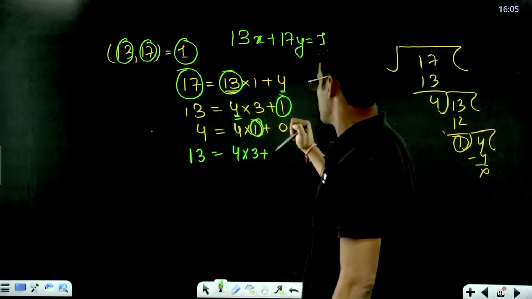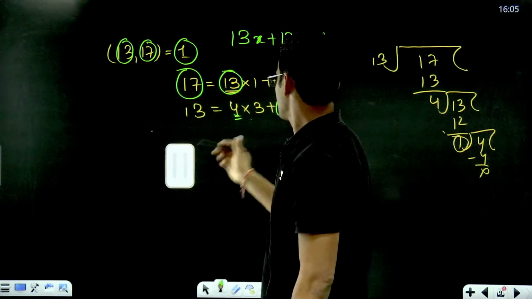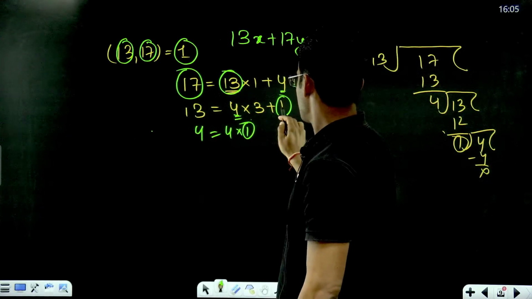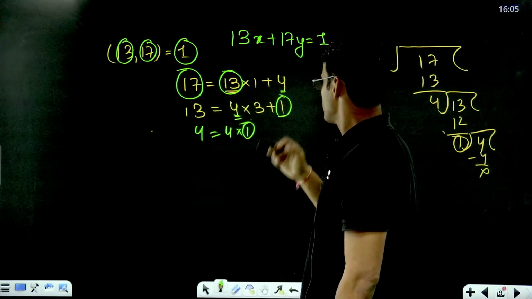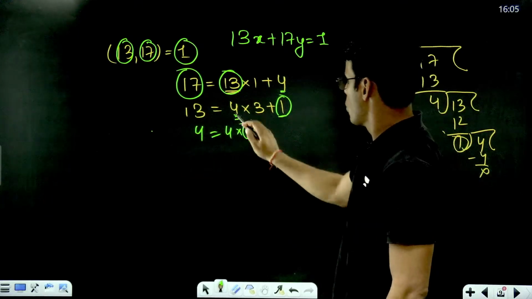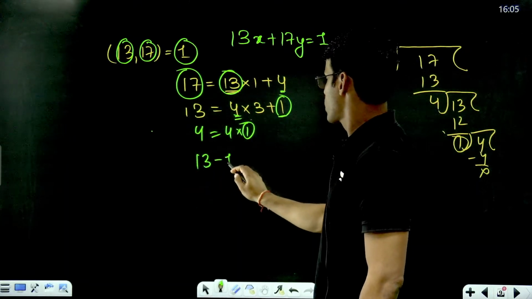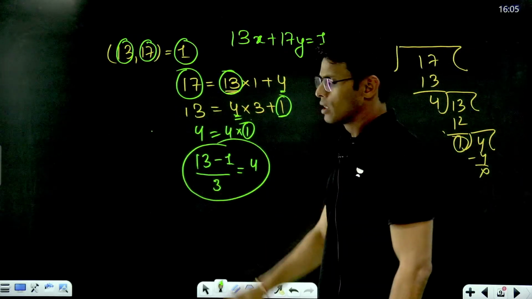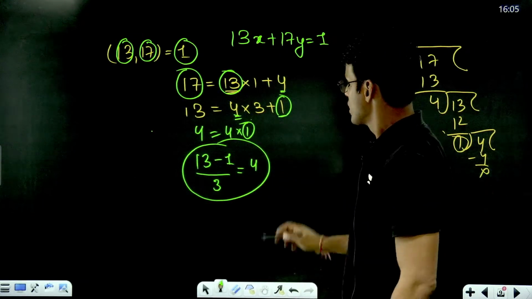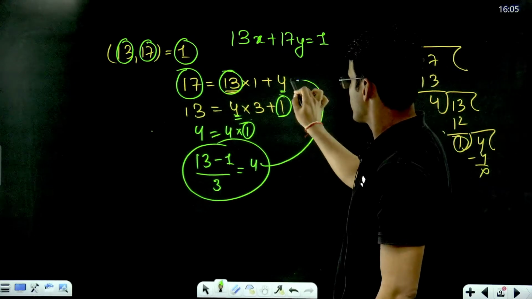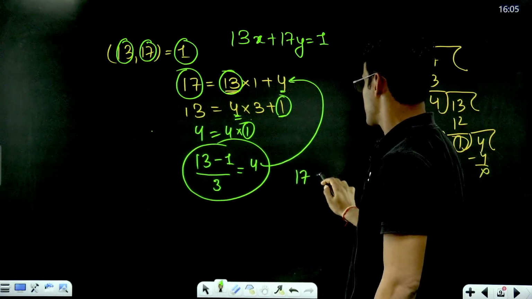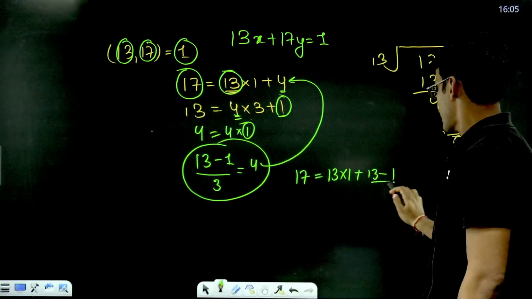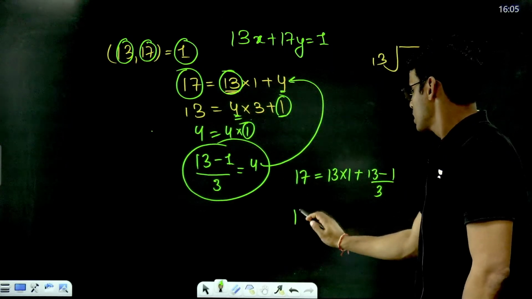See, in fact, this is what I want. I can simply have the value of 4 coming from here. Can you see? I write 4 like this: 17 minus 13 times 1. If I put this value of 4, what do I get? 17 is equal to 13 times 1 plus 4. Now let's multiply by 3 everywhere.